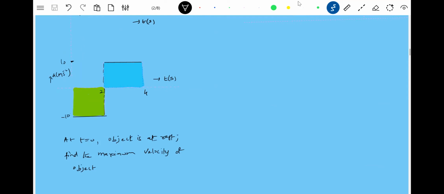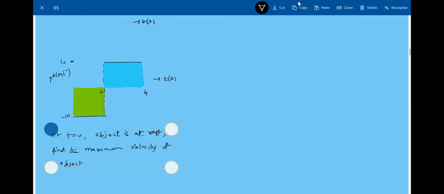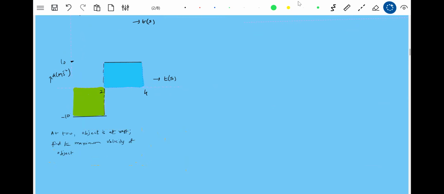Let's take another one. Let me read the question. At t equals 0, the object is at rest. Find the maximum velocity of the object. What is the motion like? We have acceleration on the y-axis and time on the x-axis here. So there's a minus 10, there's a plus 10.